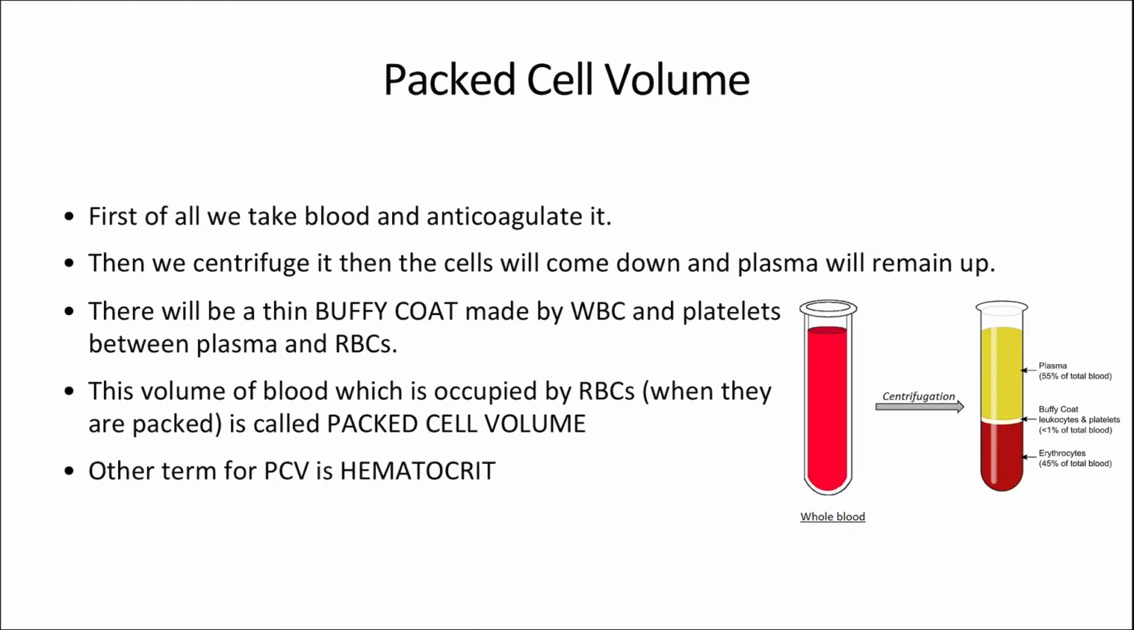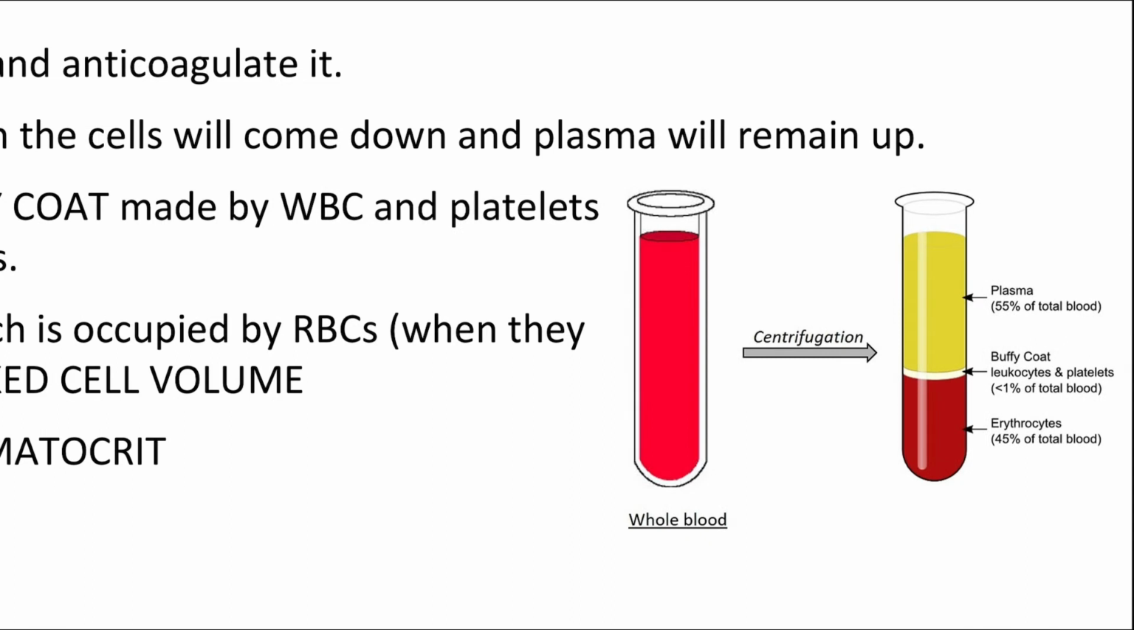Another term for PCV is hematocrit as well. So here we can see that we took the blood, we put some anticoagulants, and then after the centrifugation we got plasma, buffy coat in the middle, and at the bottom of the test tube there are packed erythrocytes. The plasma is 55% of total blood. Buffy coat contains less than 1% of leukocytes and platelets, and the erythrocytes are 45% of total blood.